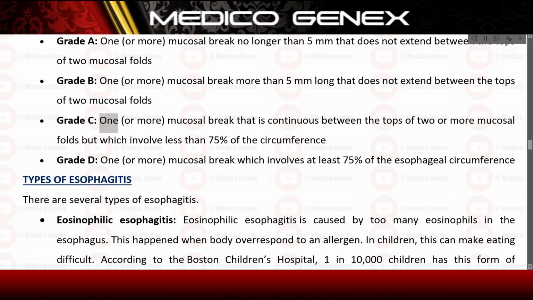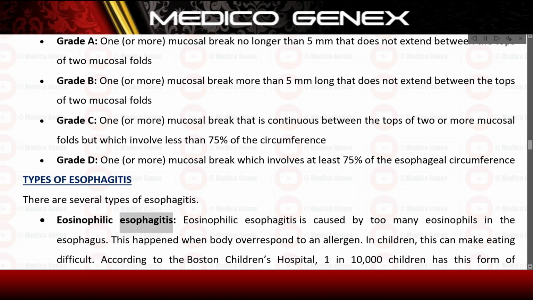Grade C: one or more mucosal breaks that are continuous between the tops of two or more mucosal folds but which involve less than 75% of the circumference. Grade D: one or more mucosal breaks which involve at least 75% of the esophageal circumference. Types of esophagitis. There are several types of esophagitis.